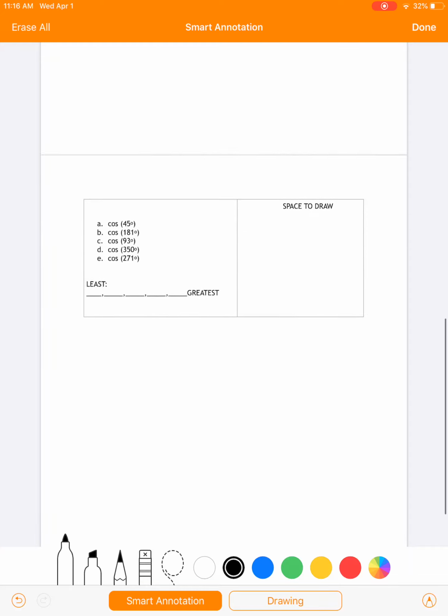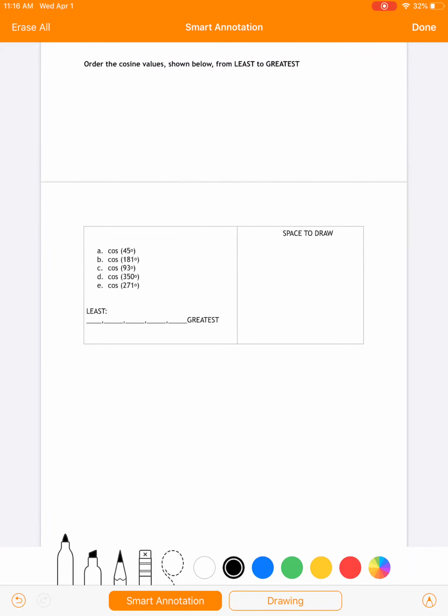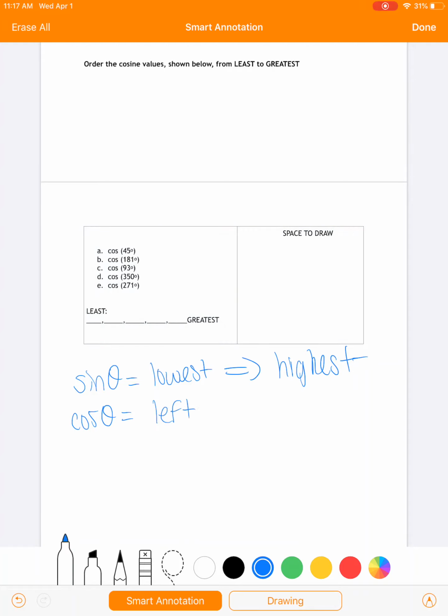Okay, last but not least, we're going to practice like we did before, ordering values from least to greatest. So when we did this for sine, least to greatest meant lowest to highest. Right? For sine, we did what was the lowest to what was the highest. Oh, geez, I can't spell. Highest. There we go. Been out of school too long. And for cosine theta, when we go to put it in order from least to greatest, we want what is the leftmost point to what is the rightmost point.